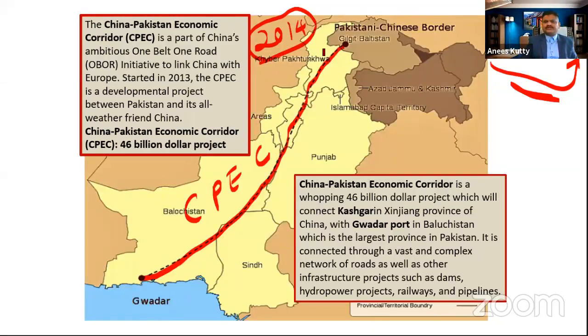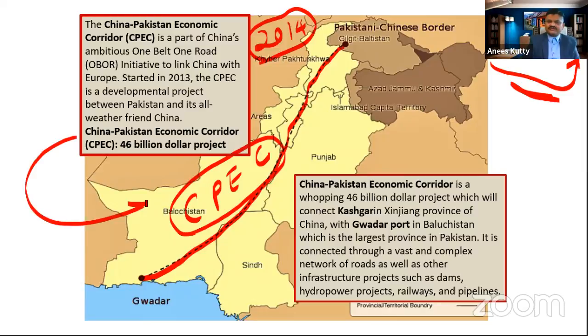One road will be going down, and this project is known as the China-Pakistan Economic Corridor. Just write down, this is the China-Pakistan Economic Corridor, and it is financed by China. What is the finance by China? China has financed $46 billion. Just write down, in the year 2013-14, this project was started.